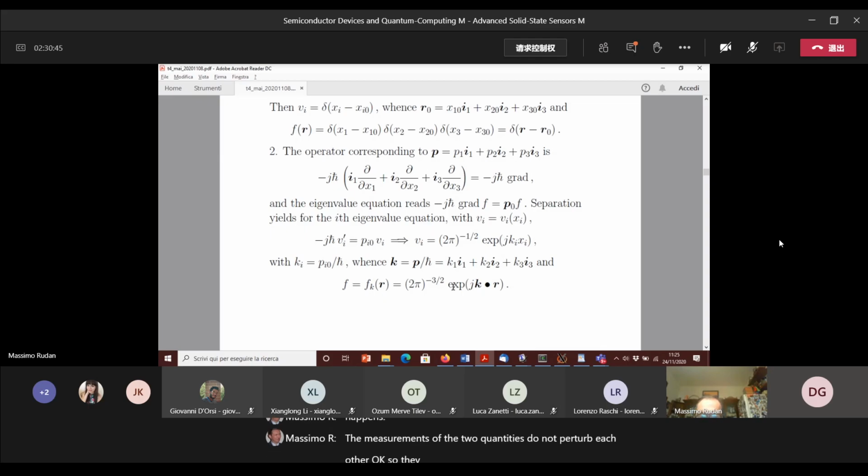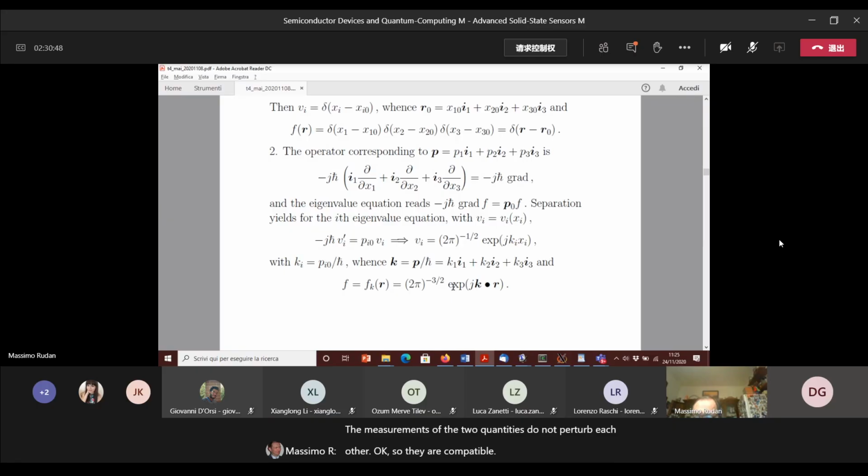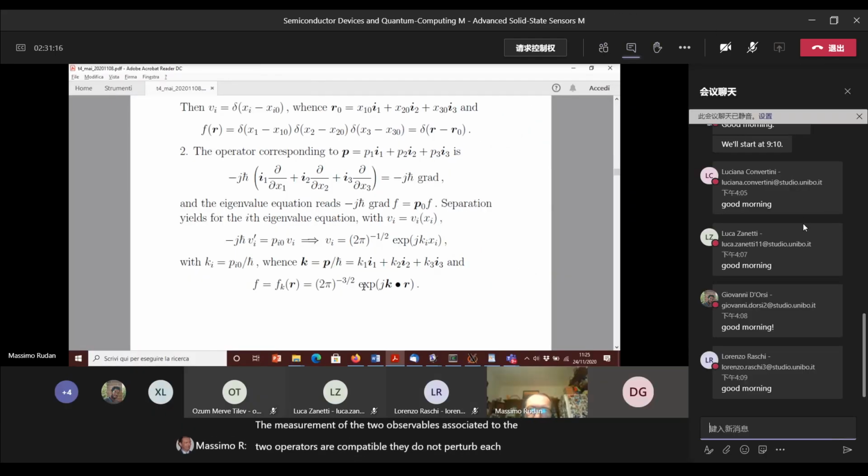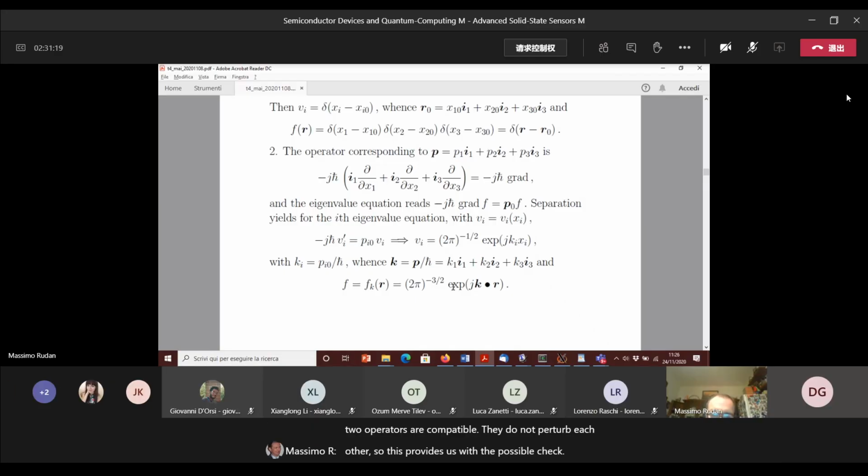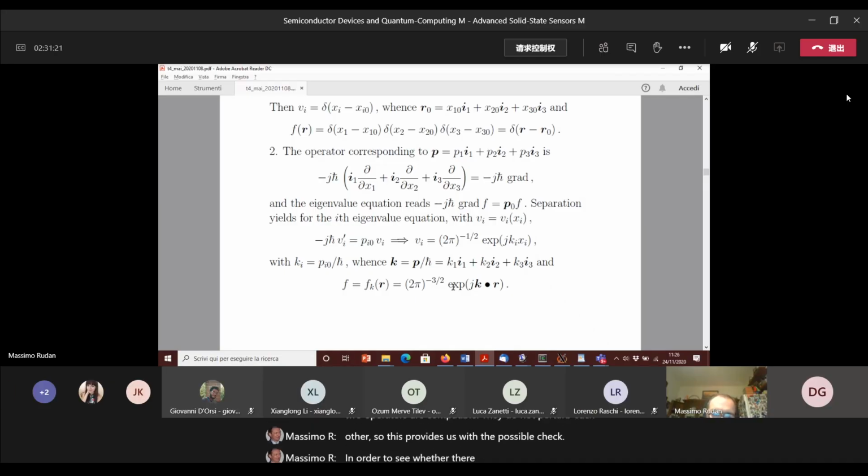Okay, so they are compatible. So we have found by this short discussion that if two operators possess the same complete set of eigenfunctions, then they are compatible, meaning that the measurements of the two observables associated to the two operators are compatible. They do not perturb each other. So this provides us with a possible check in order to see whether there is a perturbation or not.